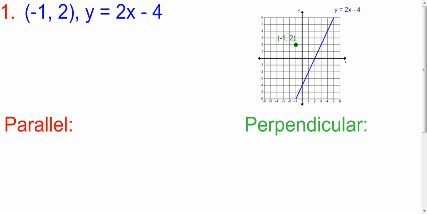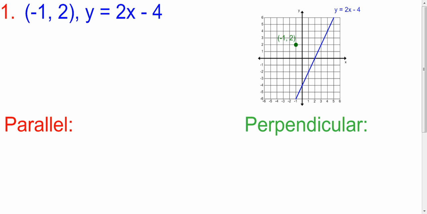In this problem, what I'm giving you is one line, and a point, and I want you to find an equation for a line that is parallel to the one that I gave you and a line that's perpendicular to the one that I gave you that passes through the given point. So I have given you an equation, y equals 2x minus 4, and I've graphed that line on this graph just so that you can see it.